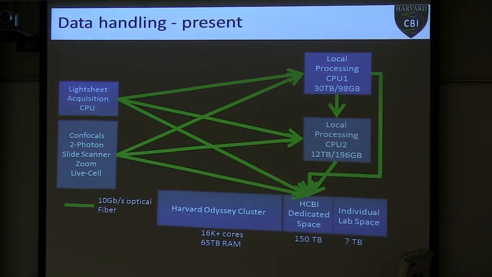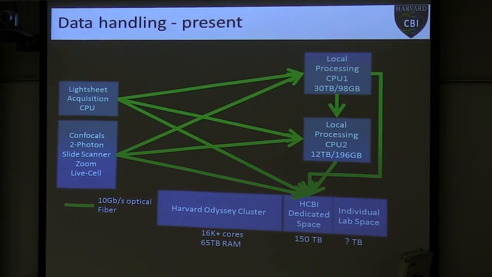So for $8,000, we can buy another 50 terabytes of space whenever we need it. And it's just housed in that server farm. A number of the other labs, including that lab that I told you had the filing cabinet full of hard drives, have now also bought their individual space in this same server farm environment. So I have no idea how much additional space the individual labs have, but it's probably fairly substantial as well.